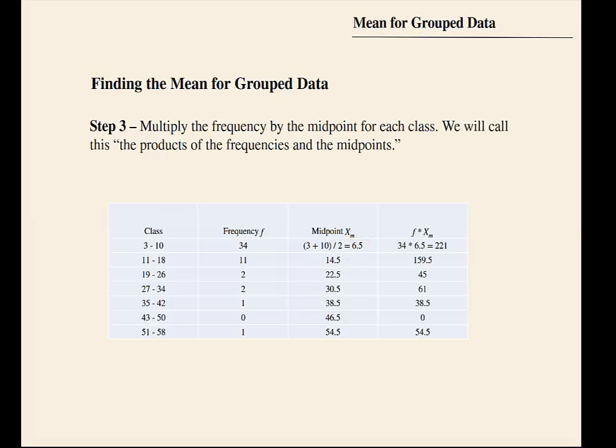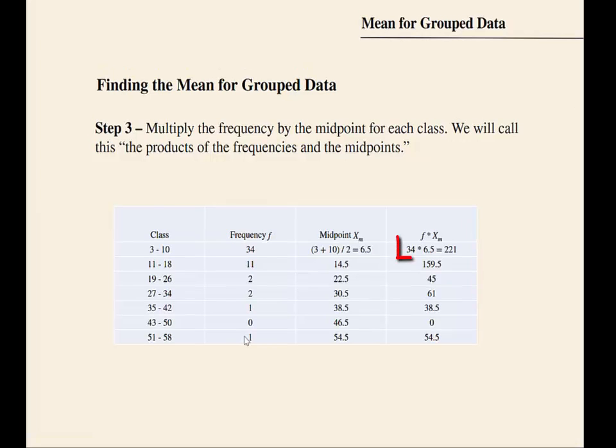Step 3. Multiply the frequency by the midpoint for each class. We will call this the products of the frequencies and the midpoints. For the first class, this product will be 34 times 6.5, which gives us 221.